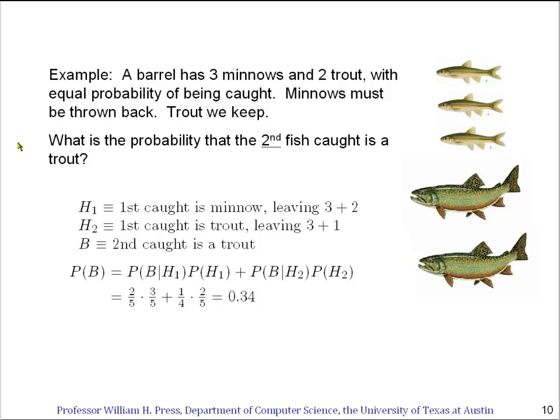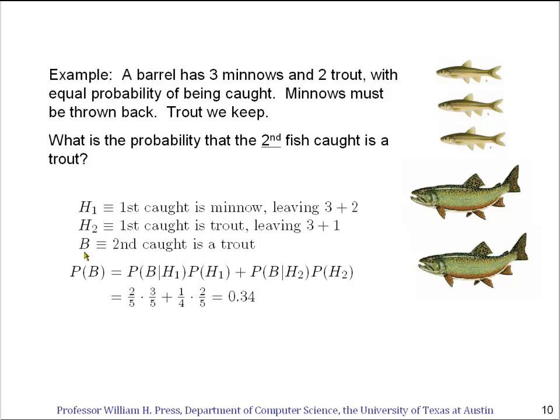We're going to exercise this idea of EME hypotheses here, and there are going to be 2 hypotheses depending on what happens on the first fish. So hypothesis 1 is that the first fish caught is a minnow. Now if you look at the picture over here, you'll see that if we catch a minnow, that's one of these, then we throw it back, and therefore after we've done this, we're left once again with 3 minnows and 2 trout. The second hypothesis is that the first fish caught is a trout. Now we don't throw it back, so what's left in the barrel is 3 minnows plus only 1 trout.